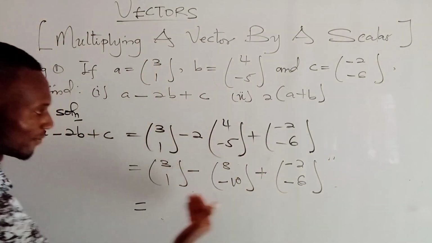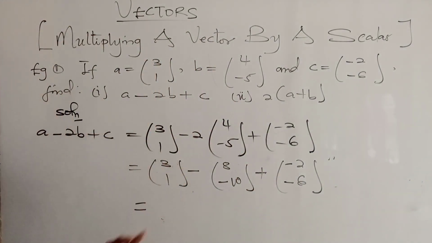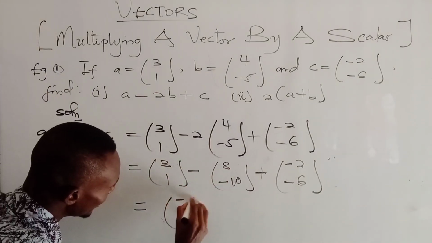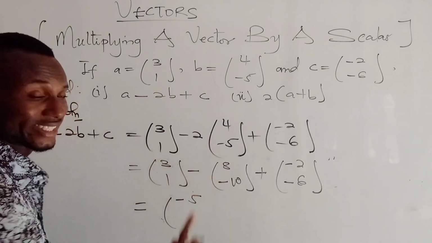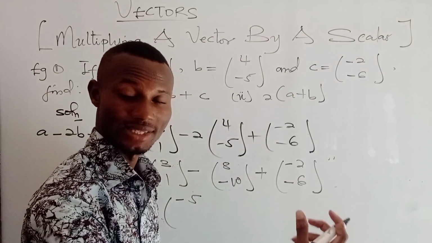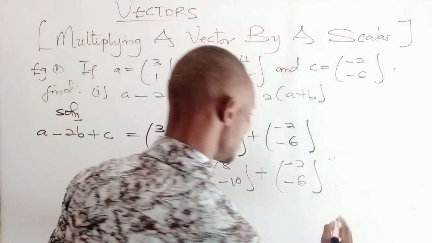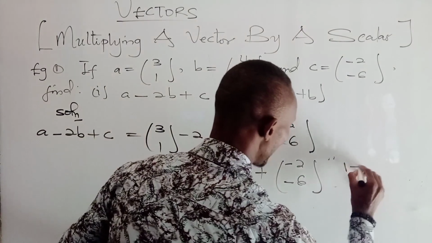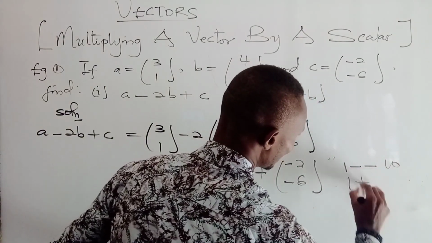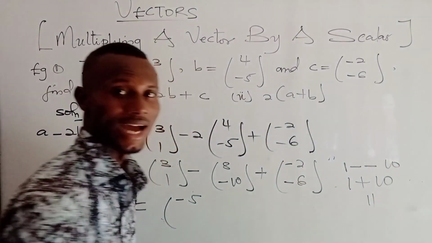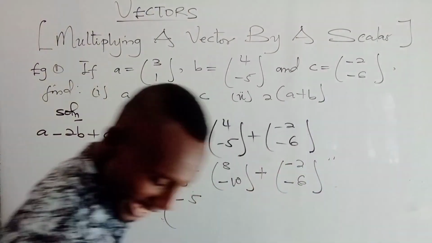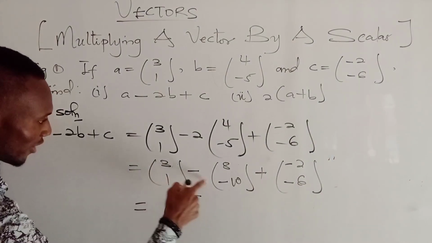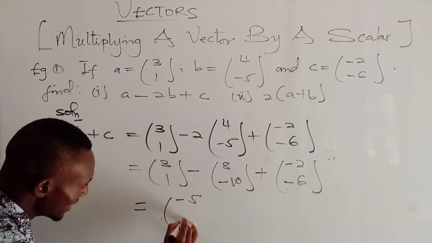You just subtract the corresponding components because we have subtraction here, so it's going to be 3 minus 8. 3 minus 8 gives you minus 5, and I hope you agree with me. And we have 1 minus minus 10. Don't forget, when two negatives meet, it becomes positive. So let me do it here so that you see. 1 minus minus 10 becomes 1 plus 10, which gives 11. I hope you understand. So that's how we are going to handle it. So let me clean this and let's continue. So I have 1 minus minus 10, and that is going to give me 11.